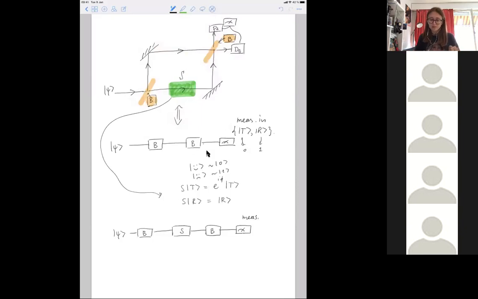Anyway, in the end, you introduce this phase shifter in between two beam splitters, and this of course influences the respective probabilities with which you get different measurement results.